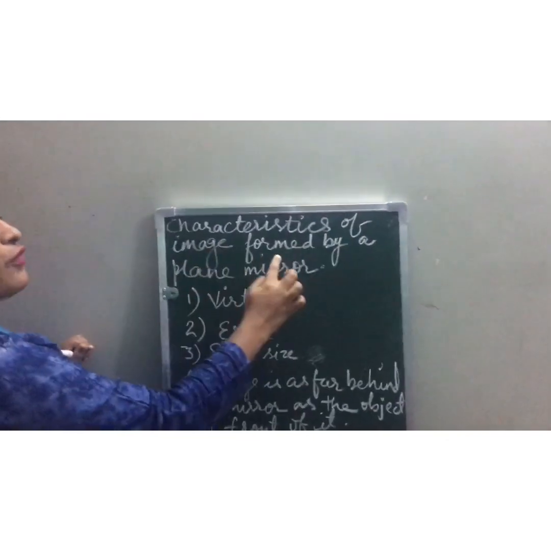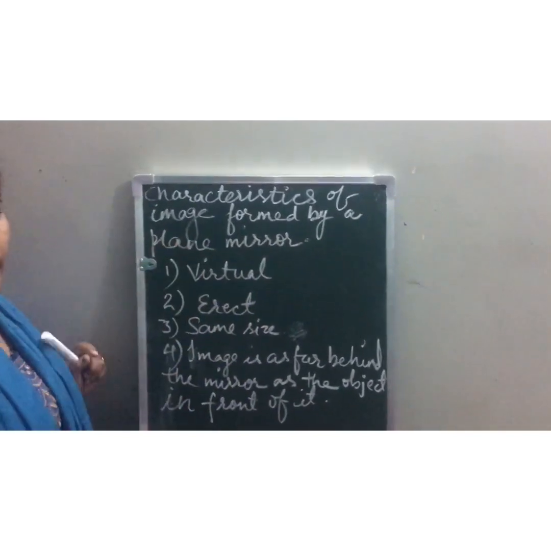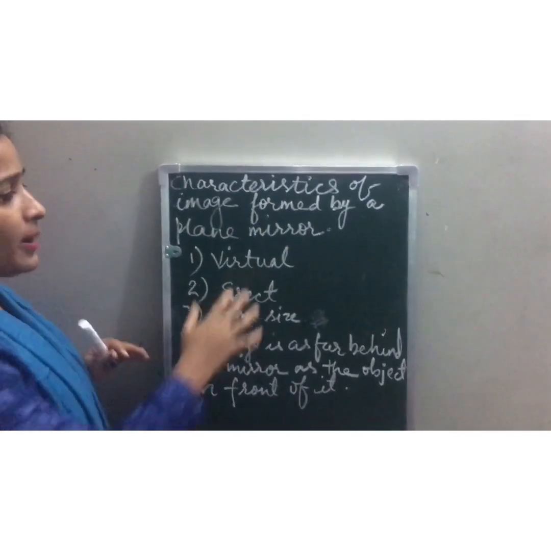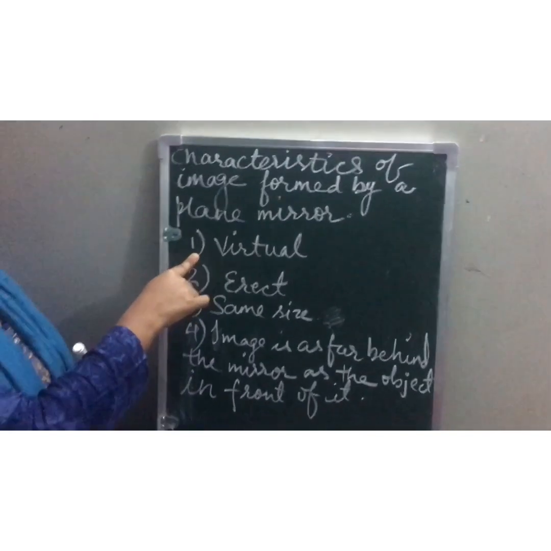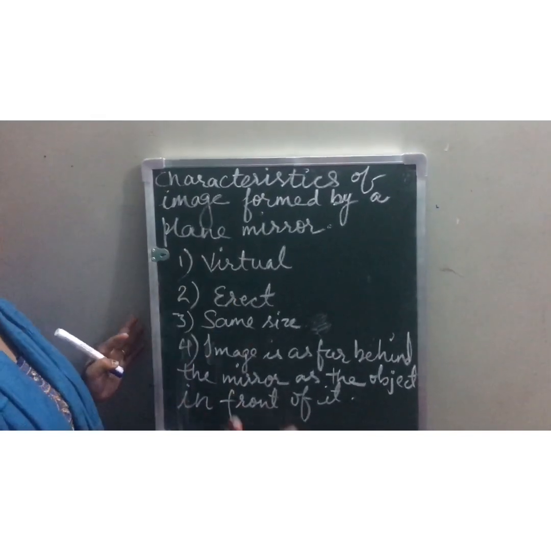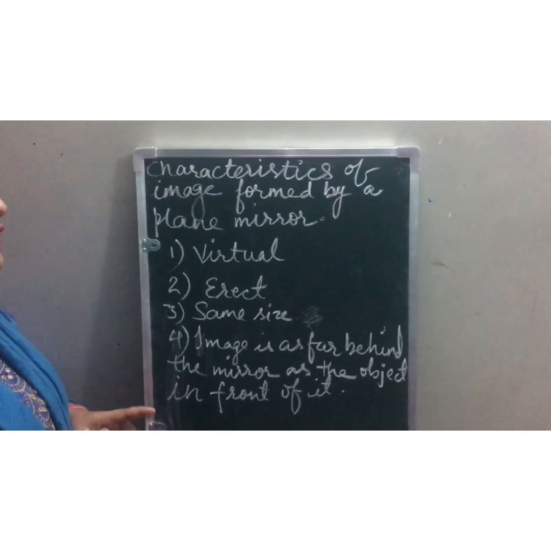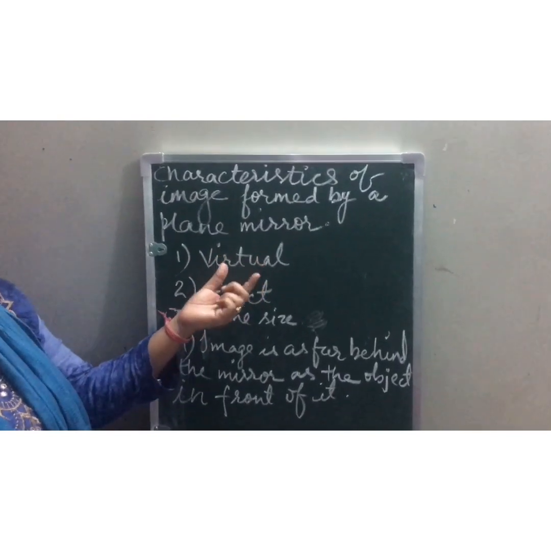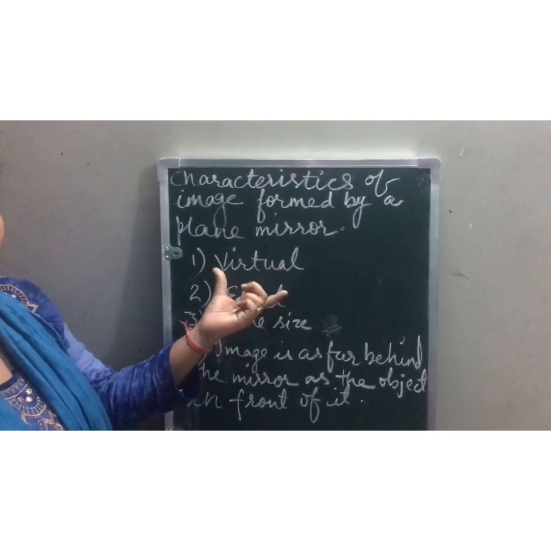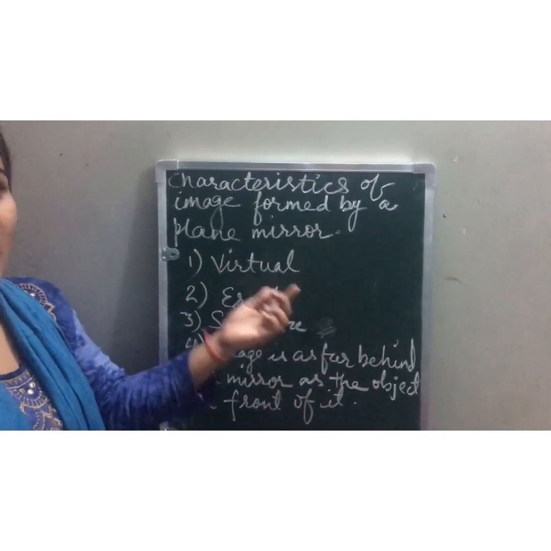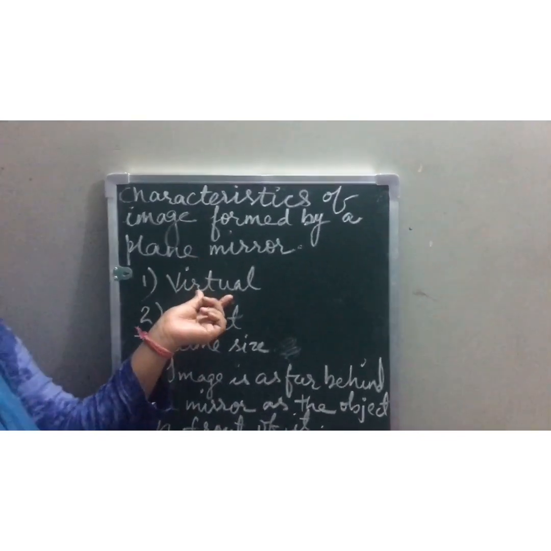Now, characteristics of the image formed by a plane mirror. That means the properties of the image which is formed by a plane mirror. First property, virtual image. I have shown you that they are virtual. They are not real images. Why are they not real images? Because the reflected rays are not actually meeting. We are extending them back and then they meet. That's why it is a virtual image in a plane mirror.